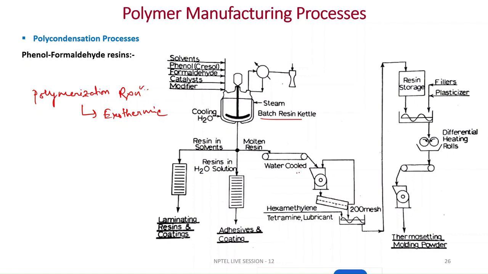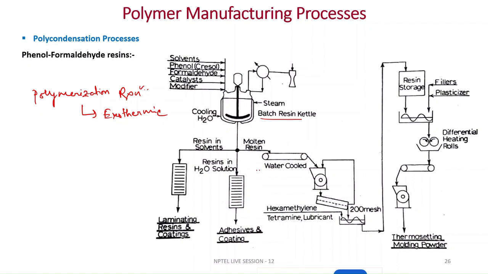In the earlier stage of the reaction, the heavier viscous resin separates as a bottom layer and the aqueous layer will be in the top layer. In the next step, it is dehydrated by the combination of heat and vacuum.